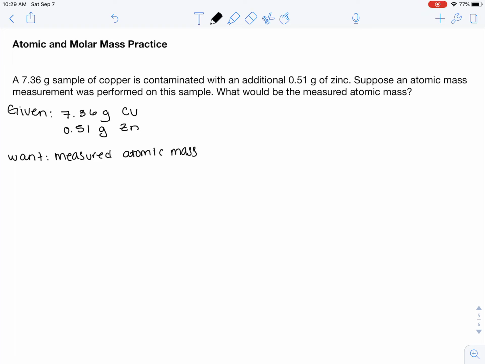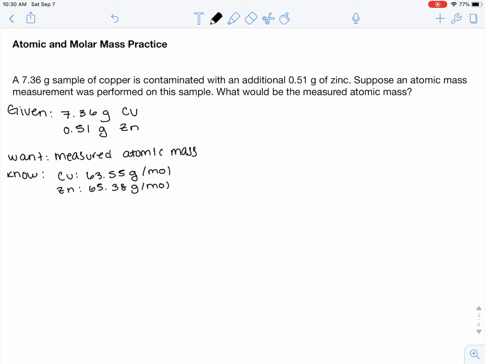We know we have grams. We want to figure out what's in the total. It's always safe to go to the periodic table and write down the molar masses known. We know copper has a molar mass of 63.55 grams per mole, and zinc has 65.38 grams per mole.